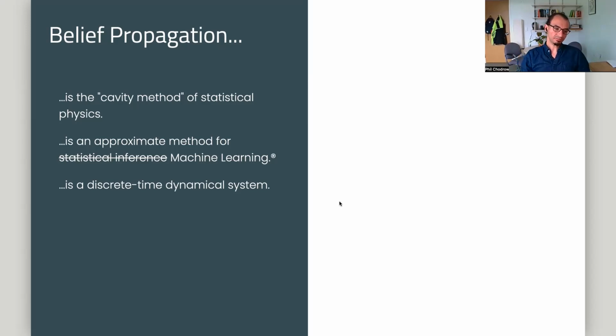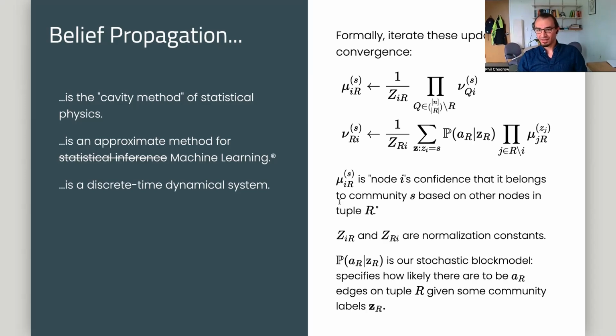So formally, for belief propagation for the clustering problem from a stochastic block model in hypergraphs, what we do is we iterate these two horrible updates to convergence. So we update mu, all these variables mu, in terms of all these variables nu, and then we update all these variables nu in terms of the updated mu's, and we just do this over and over and over again.